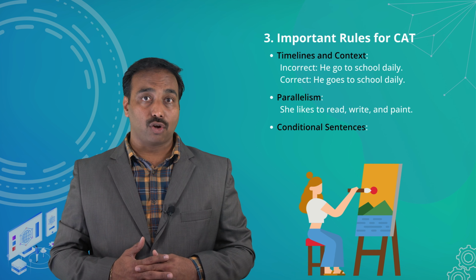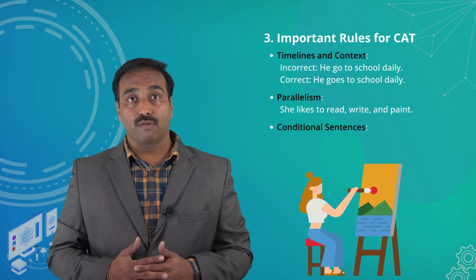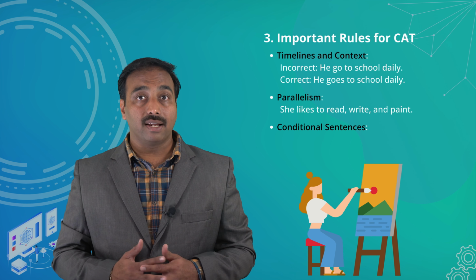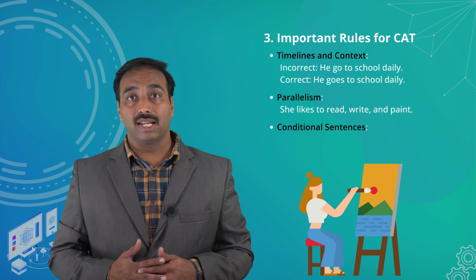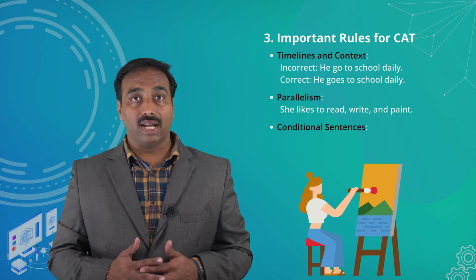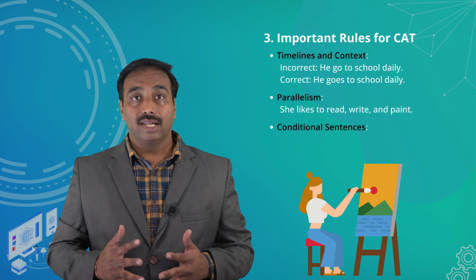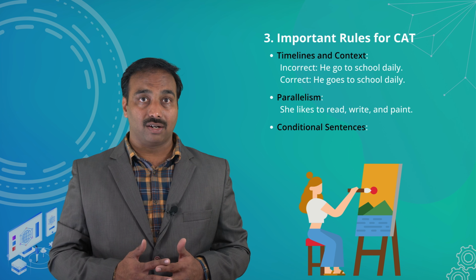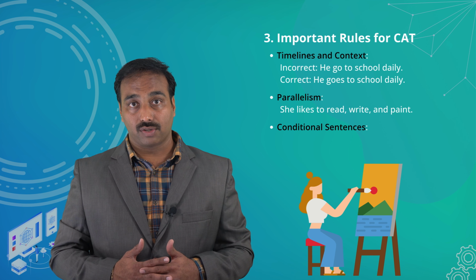First is timelines and context. Pay attention to the timeline of events in reading comprehension and sentence correction questions. Parallelism. Ensure verbs in a list or series follow the same tense. For example, she likes to read, write and paint. In conditional sentences, learn the types of conditionals, that is 0, first, second, third and the correct tense combinations.